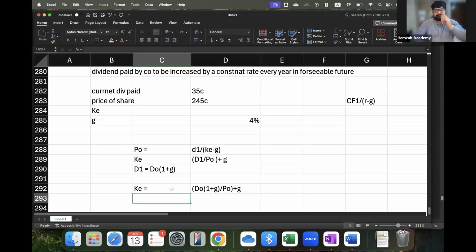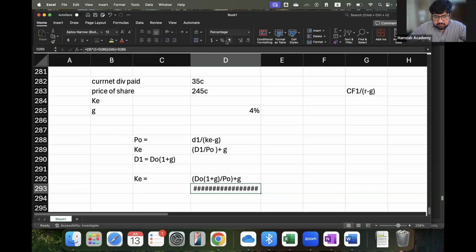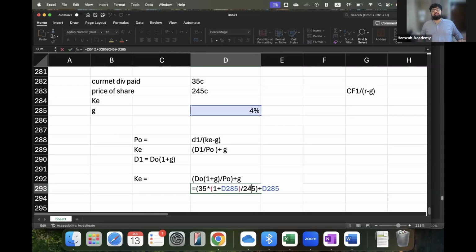Now, let us calculate: 35 cents into 1 plus G, 4%, divided by P naught, 245, plus G. So the cost of equity is calculated using the dividend growth model.